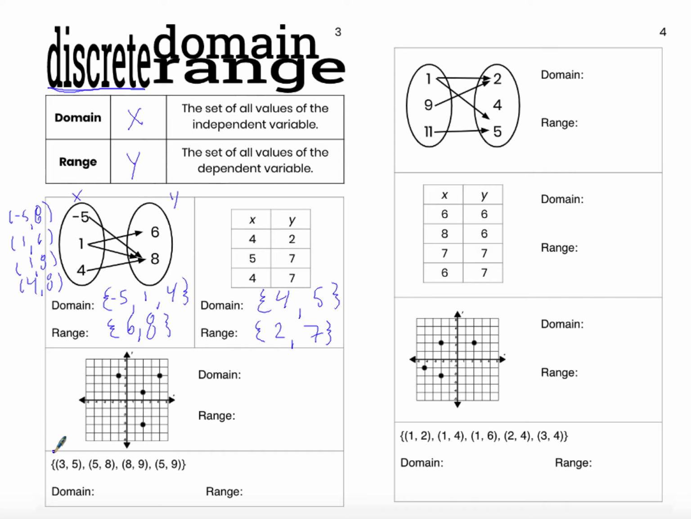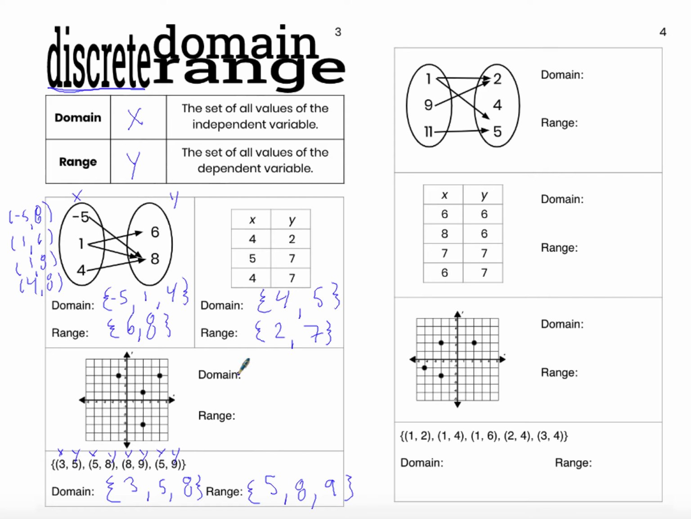I'm going to go ahead and go straight to this one, the ordered pairs, (x, y), (x, y), (x, y), (x, y). So I'm just going to go through and see what my values are for x: 3, 5, 8, 5. Write those in numeric order, 3, 5, and 8. So again, 5 shows up twice. I only write it 1 time. Range, I go through and look at my second coordinate: 5, 8, 9, 9. I just write them 1 time. So from ordered pairs, I look at the first coordinate and write down those values. For my range, I look at my second coordinate, my y value, and write those down.